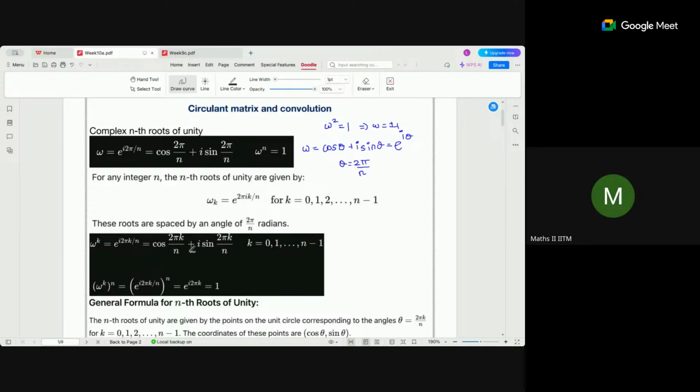Okay, so now you see that omega power k is simply cos 2 pi k by n plus i sin 2 pi k by n, which is exactly this. Right, now what is omega power k whole power n?